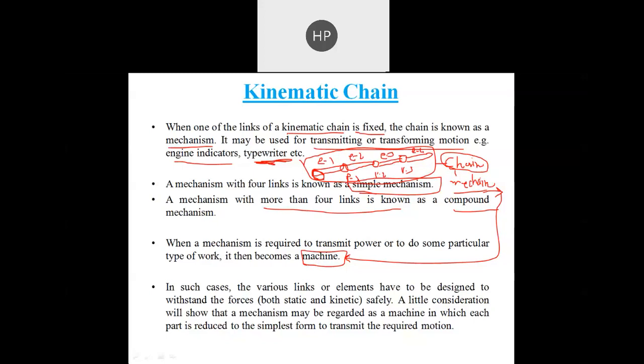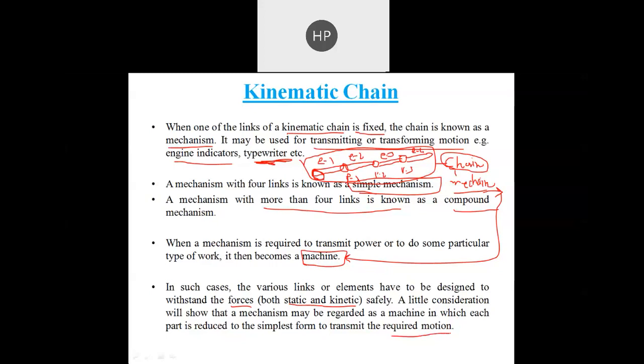In such cases, the various links or elements have to be designed to withstand the forces. So we are talking about a machine. In a machine, the various links or elements have to be designed to withstand the forces. The forces may be both static and kinematic. A little consideration will show that a mechanism may be regarded as a machine in which each part is reduced to the simplest form to transmit the required motion.